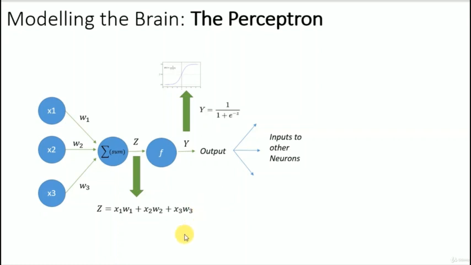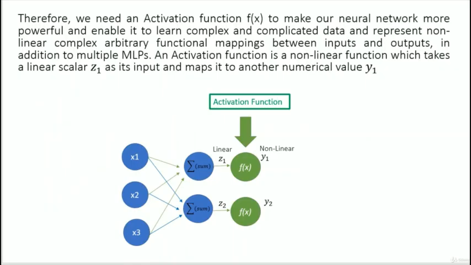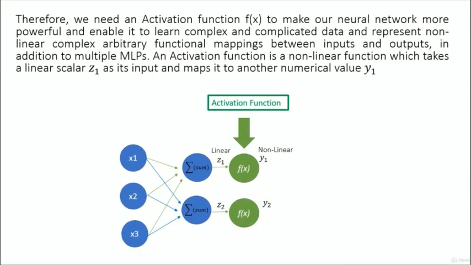So this is where we add our activation function directly after this linear operation, which takes the weighted sum of all the neurons. In very simple terms, an activation function is a non-linear function which takes a linear scalar, z1, which is basically the weighted sum of the input, which is just a linear function, and maps it into a numerical value which is non-linear. Okay, in this case, it's y1. So this is an activation function.